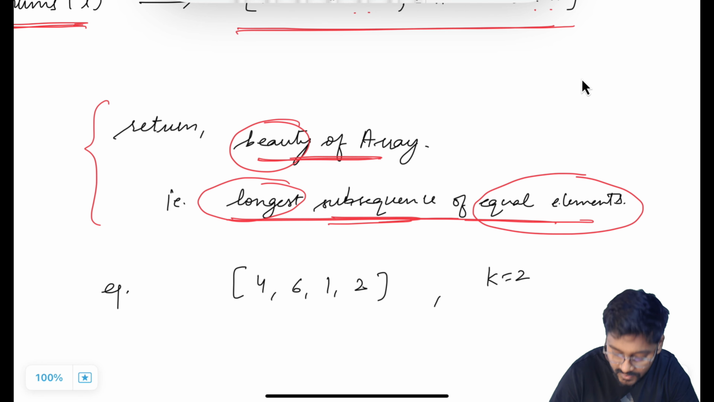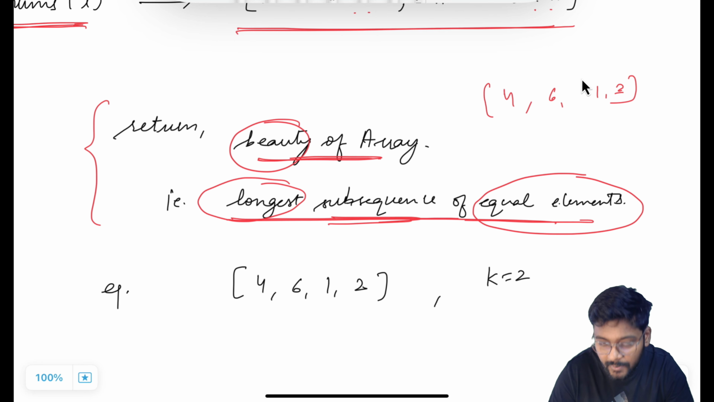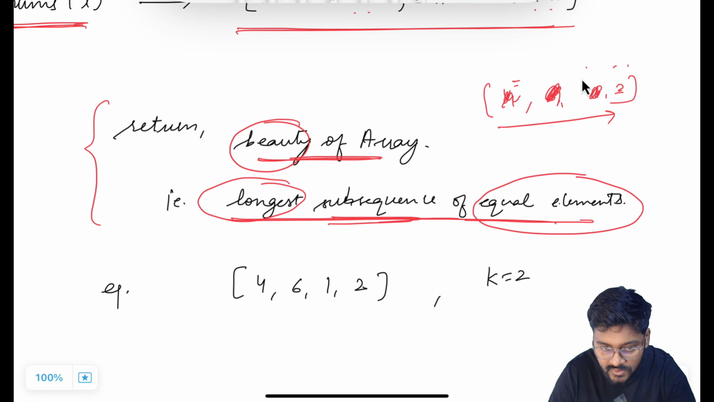Subsequence, I hope you understand. Let's say you are given the array 4, 6, 1, 2. If you remove a couple of elements from it, let's say I remove 6, then 4, 1, 2 is a subsequence. I remove 1 as well, 4, 2 is a subsequence. I remove 4, 2 alone is a subsequence. And all 4 elements together are also a subsequence.